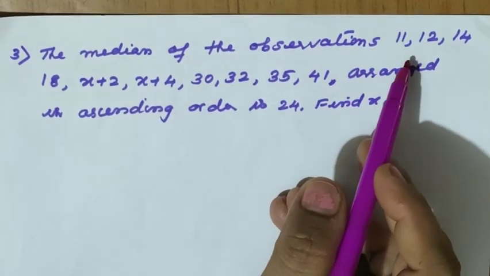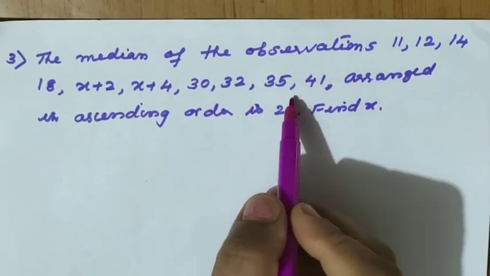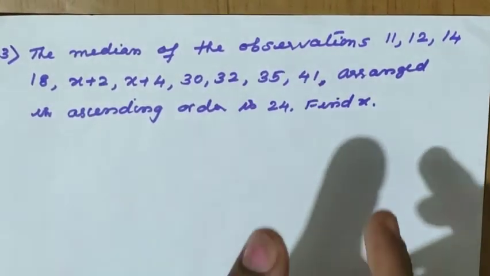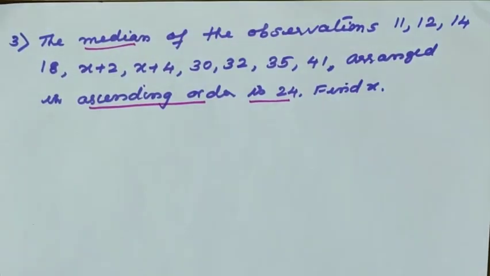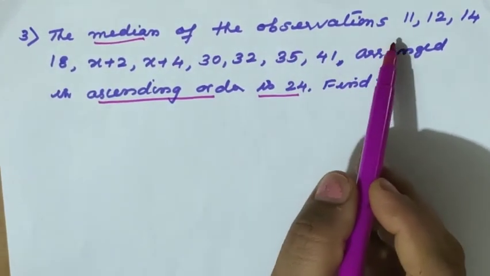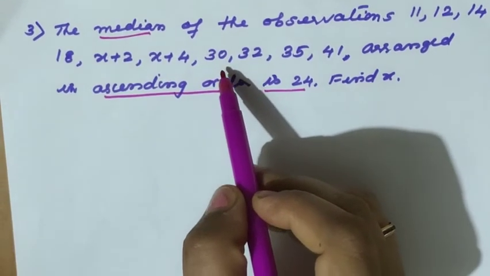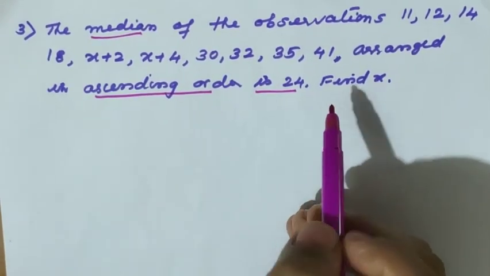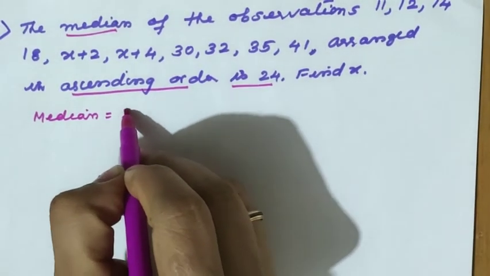The median of the observations 11, 12, 14, 18, x plus 2, x plus 4, 30, 32, 35, 41, arranged in ascending order, is 24. That means this data is already arranged in ascending order, and the median is 24. So if that is the case, find x. That is the question. I repeat the question. The median is already given here. Median equals 24.